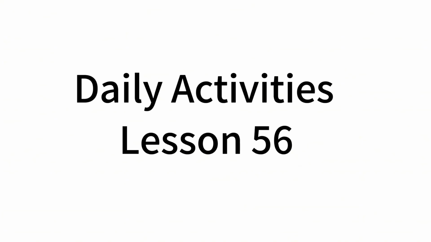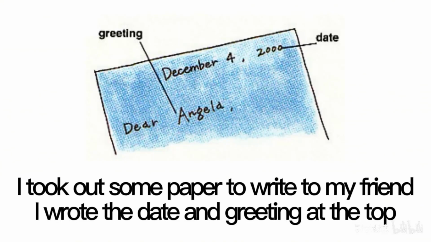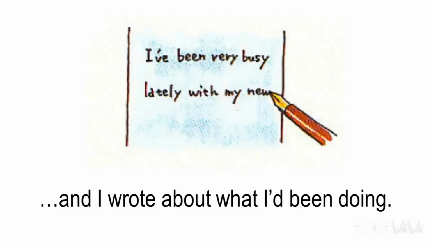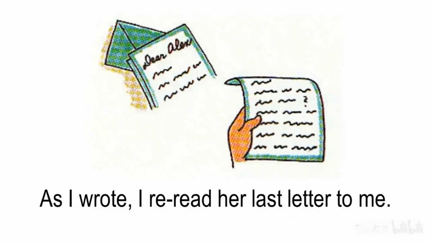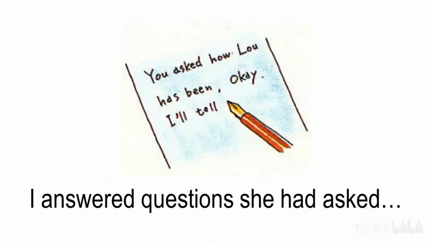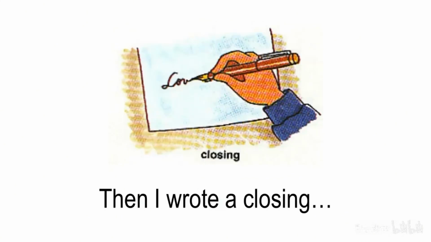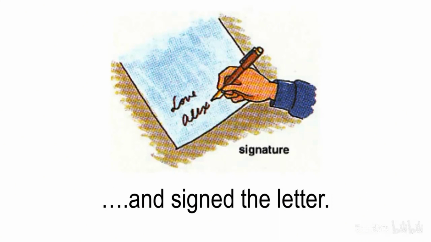Daily activities. Lesson 56. I took out some paper to write to my friend. I wrote the date and a greeting at the top. I apologized for not writing sooner. And I wrote about what I'd been doing. As I wrote, I reread her last letter to me. I answered questions she had asked, and I asked her about herself. Then I wrote a closing and signed the letter.